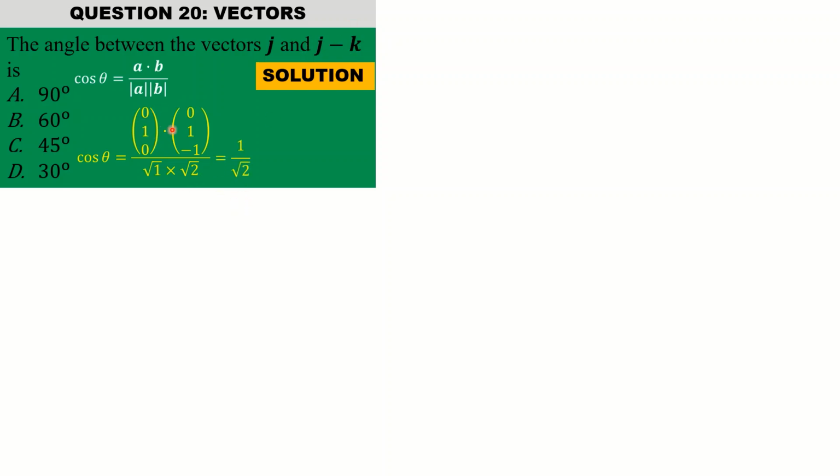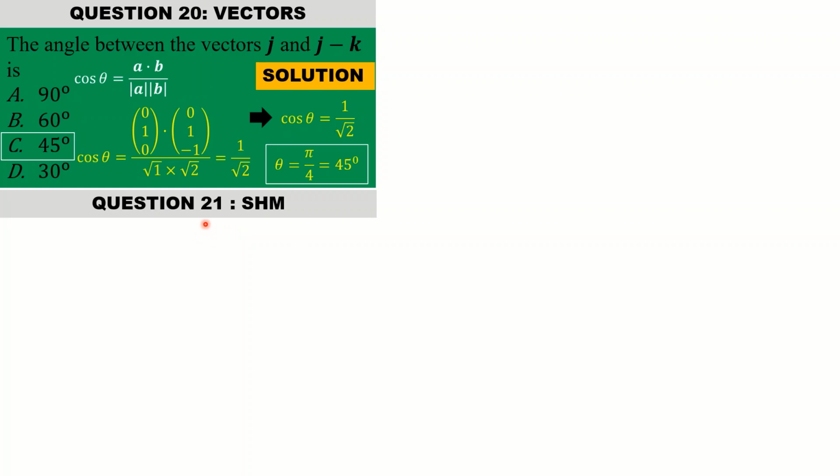So for the dot product of two vectors, we just multiply the i, the j, and the k components, and we add together. So 0 times 0 is 0, plus 1 times 1 is 1, plus 0 times negative 1 is 0. At the end, we get 1 divided by root 1, which is 1, times root 2, which is root 2. So we have our cos theta to be 1 over root 2. Now we look for the principal value, meaning theta is just cos inverse of 1 over root 2, which is pi by 4 or 45 degrees. So our correct answer is C.